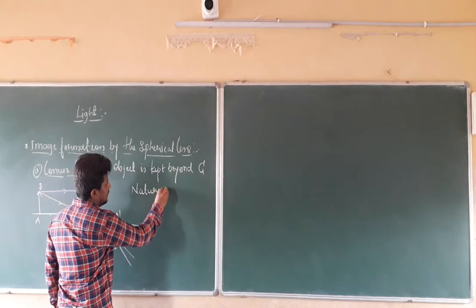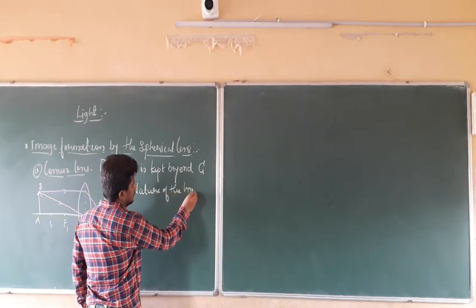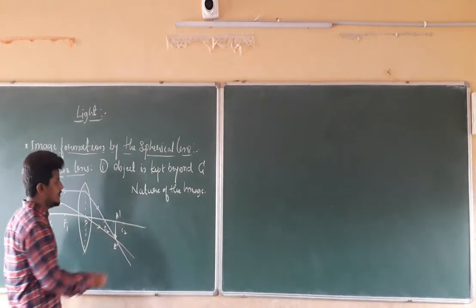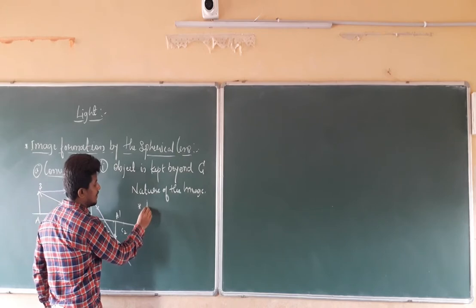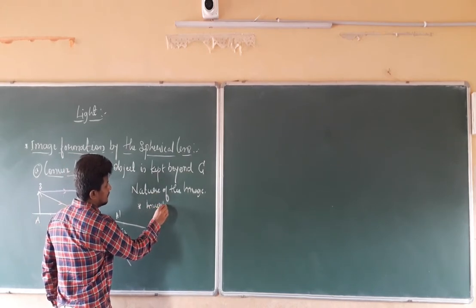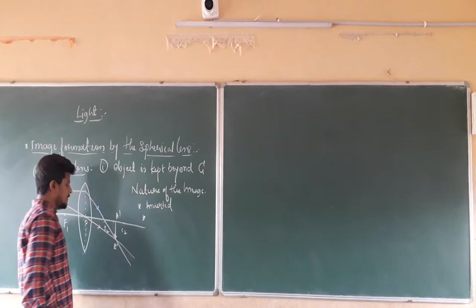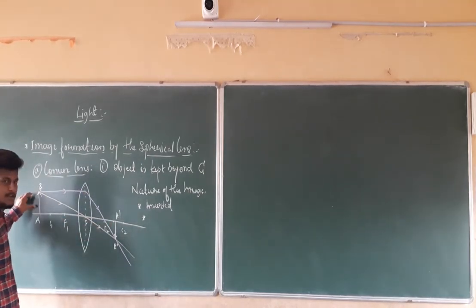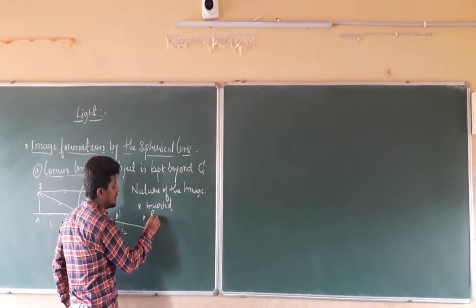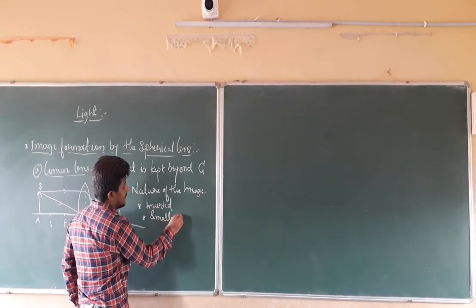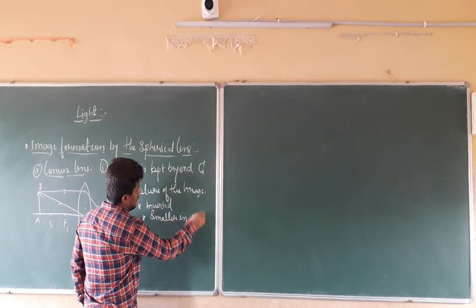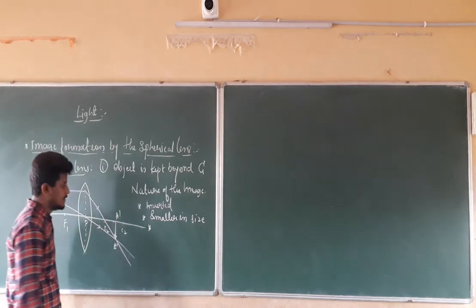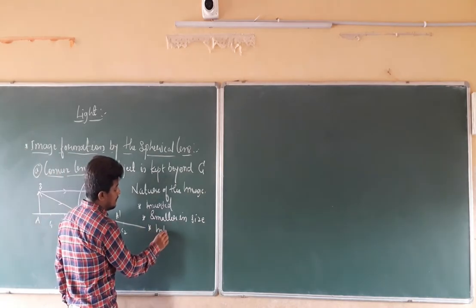Nature of the image. When you check the image, how it looks like, first, it is inverted. Inverted image. Second condition, when you closely look at the size of the object compared to the size of the image, it is smaller in size compared to the object. So the image is smaller in size. Third condition, when you check, it is forming in between C and F.